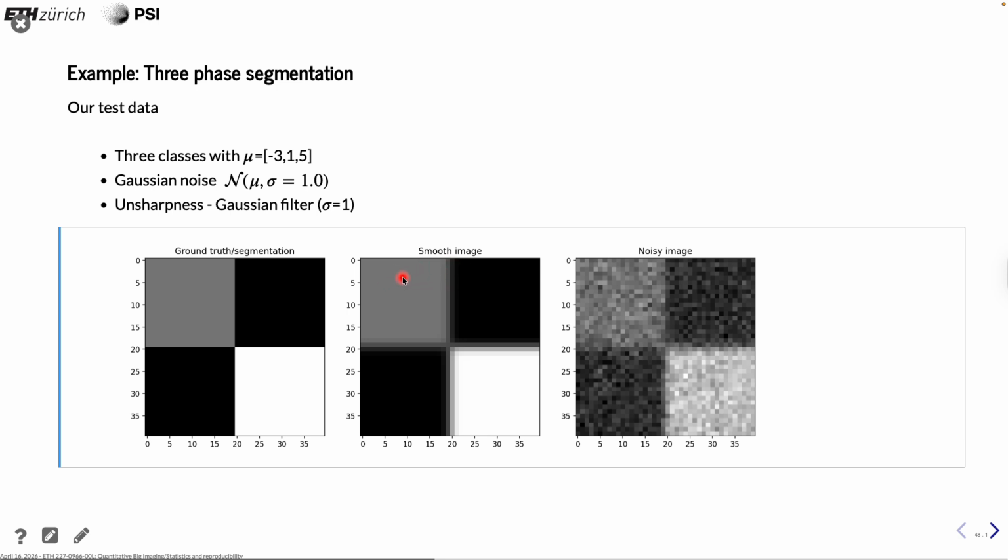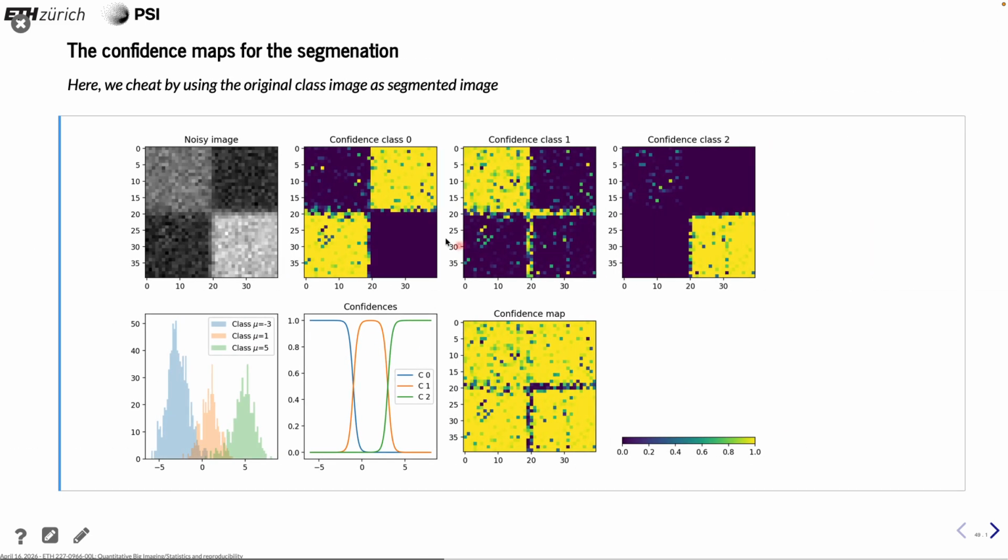And there you can see that the edges here, they are not perfectly sharp. And then we add a noise, and this is what we try to segment with our threshold. And then from that, we can compute the confidence of class 0, 1, and 2. And you can already see that there is some leaking between the classes, so there are some misclassifications. Some actually have very high confidence, also around here. But the important thing is what you can see is that in particular around the edges, we have most uncertainty.